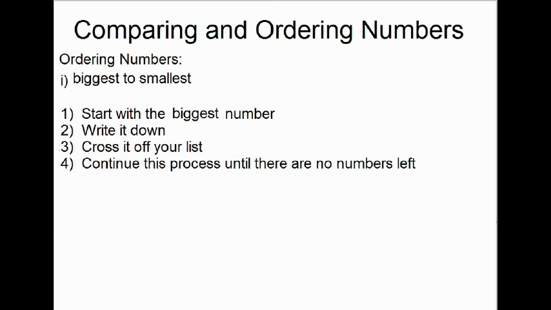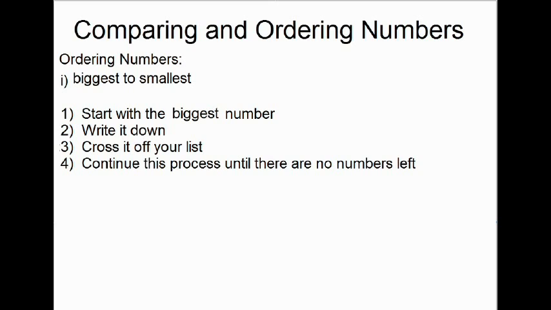So the next thing we're going to look at is ordering numbers. And with ordering numbers, you usually have more than two numbers that you have to compare. And you either have to order them from smallest to biggest or from biggest to smallest. We're going to start by talking about how to order them from biggest to smallest. So usually you'll have a list of numbers, three or more numbers. You start with the biggest number.